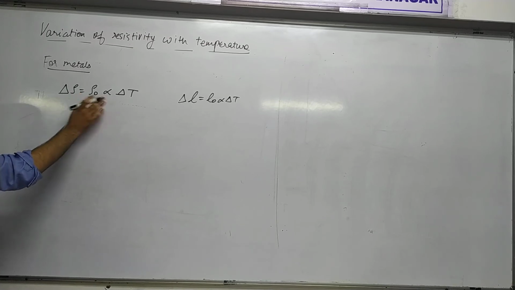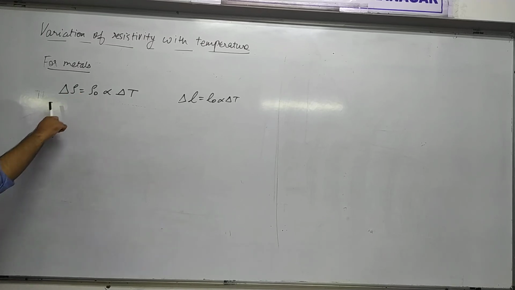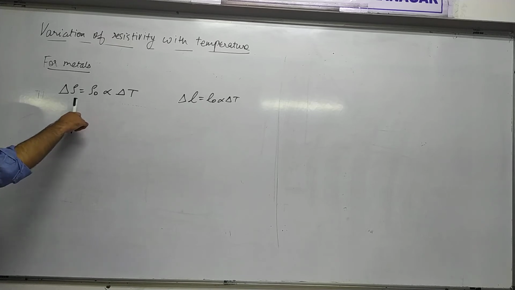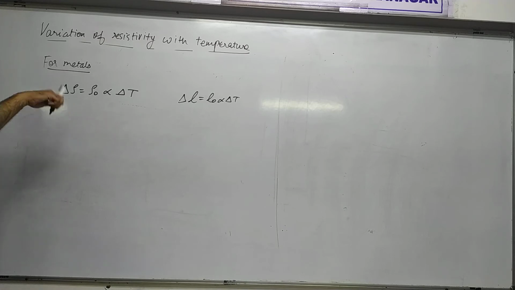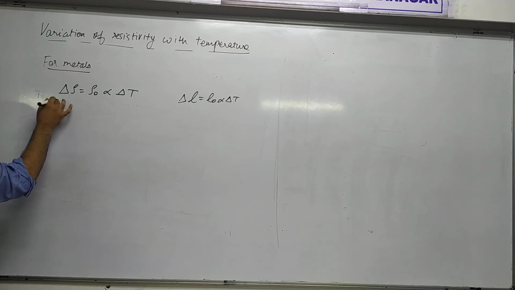But for changes in temperature, delta rho means change of resistivity. Rho 0 is called the reference or original resistivity, into alpha into delta T. Another one that you can derive from here is as follows.